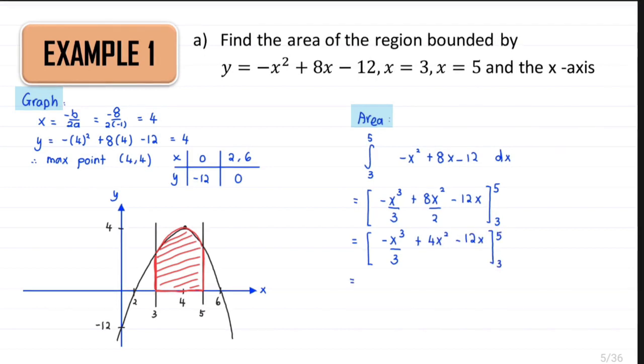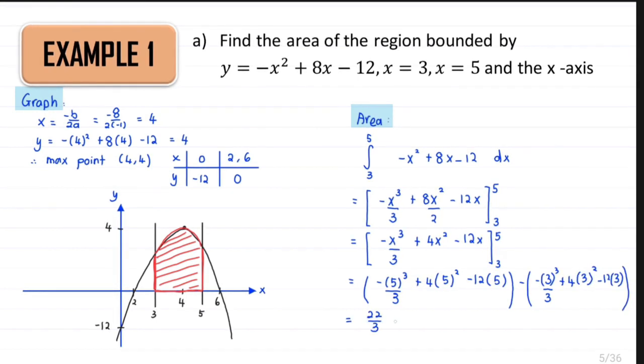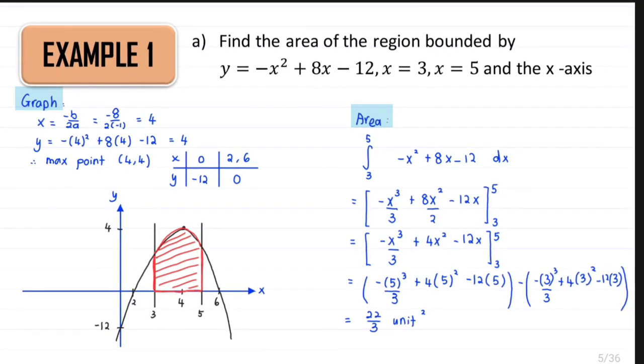Then we substitute values 5 and 3. Negative 5 cubed over 3 plus 4 times 5 squared minus 12 times 5, then minus the same expression with 3. Then we solve, we get 22 over 3 unit squared. Since it is area, we put unit squared.